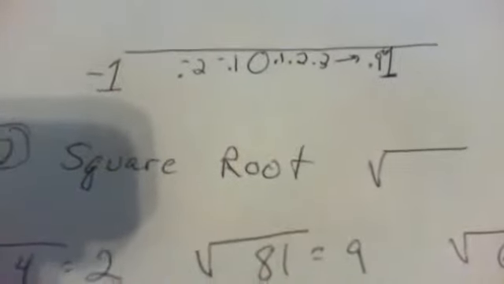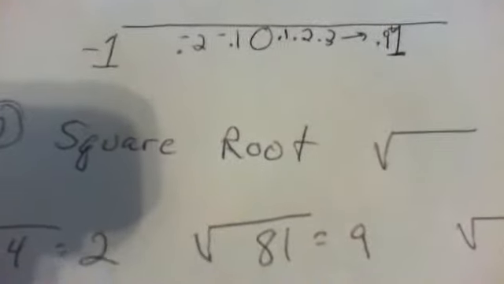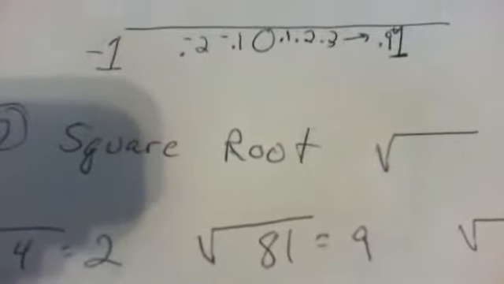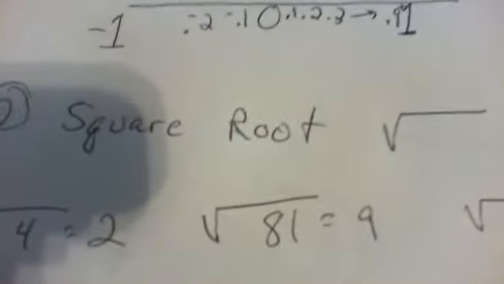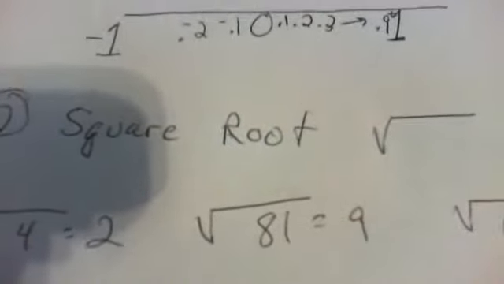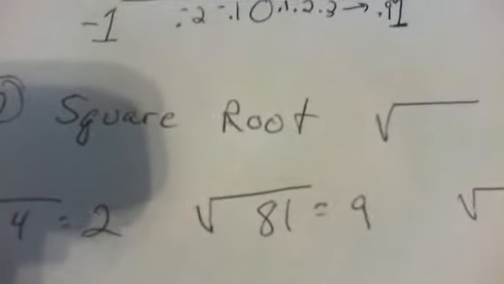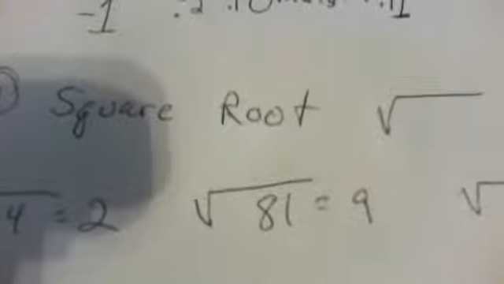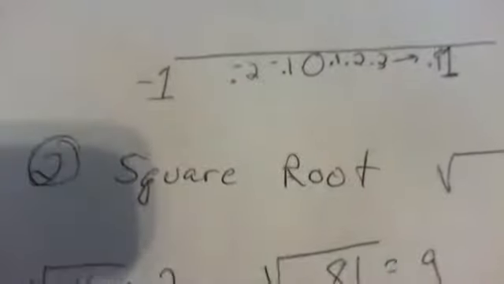And it does the same thing in the negative direction. So it's negative 0.1, negative 0.2, all the way up to negative 0.9, then there's negative 1. Then there's negative 1.1, negative 1.2. And there are numbers in between these numbers all the way up to infinity.